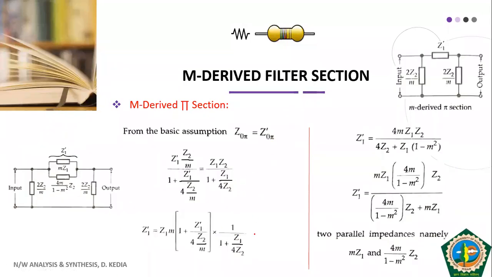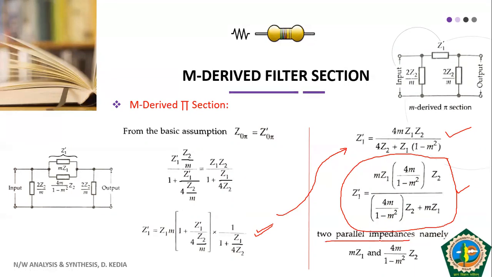So now let us move forward. This is what we have seen in the last slide. So now we move here. What we get is Z1 dash equal to this one. If you move further, you get this. Basically this expression has been obtained with certain manipulation so that we are able to represent our final pi section. If you look at this carefully, it is a parallel impedance combination. And what are those two parallel impedances? MZ1 and this one, 4M by (1 minus M square) Z2.